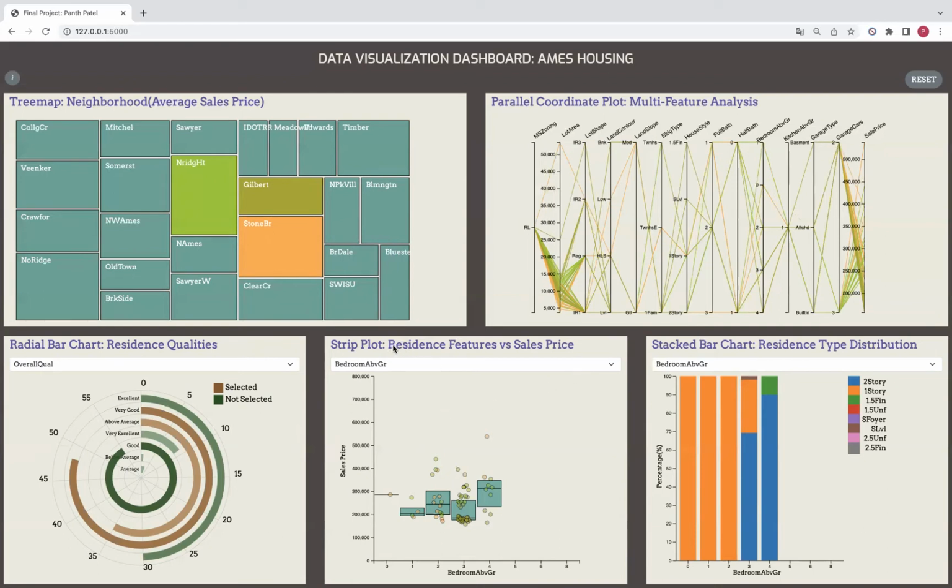Over here on the right of it, there's a strip plot which shows resident features versus sales price box plot. Along with the box plot, there are also actual data points distributed all over the sales price scale. The reason for showing the actual data points is that it gives the user a sense of how densely or sparsely the houses are located on the sales price scale.